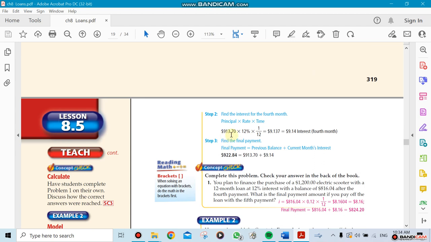Well, you owe me 917.7 times 12% times 1 over 12, because they're charging you 1% per month. So that means actually you're going to pay the bank $9.13 or 14 cents in this case. You add it on top of how much you owe them, and you pay them back.